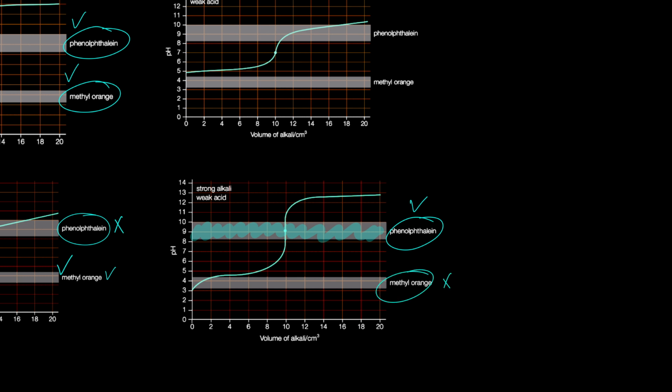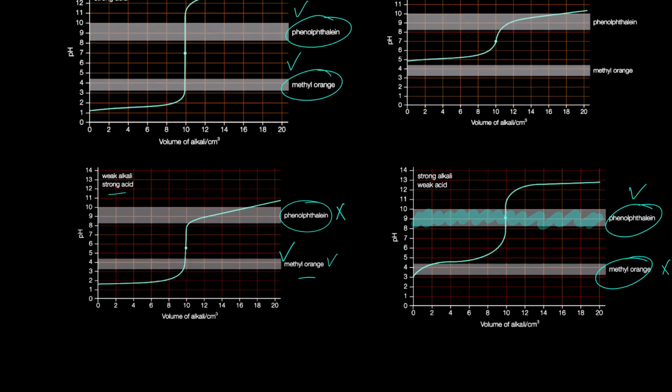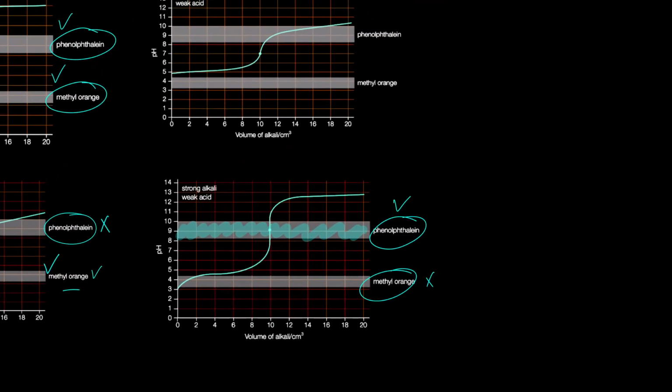Methyl orange, can I use? No, I cannot. In strong acid and strong alkali, you can use both. In strong acid and weak alkali, you can use methyl orange but not phenolphthalein. And in strong alkali and weak acid, you can use phenolphthalein but not methyl orange.